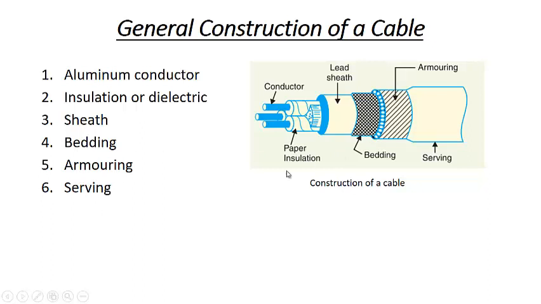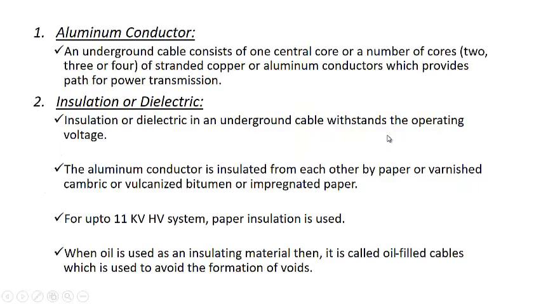This is the armoring, and then the serving, over which we have a bedding and serving, which may be made of the same material. This is to protect the armoring from external damage. Now, starting from the aluminum conductor, in most cases you will see aluminum conductors used, but sometimes copper conductors are also used.